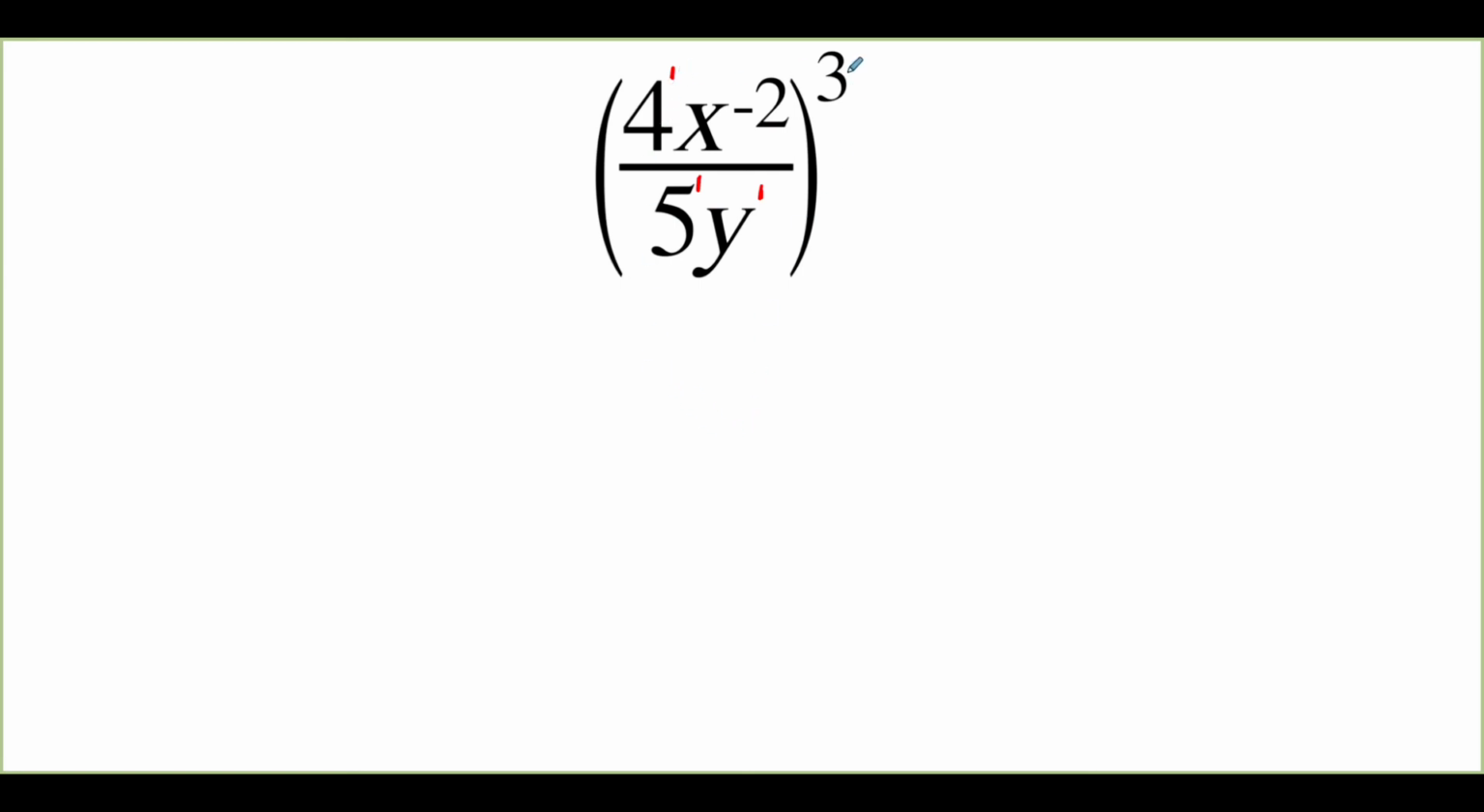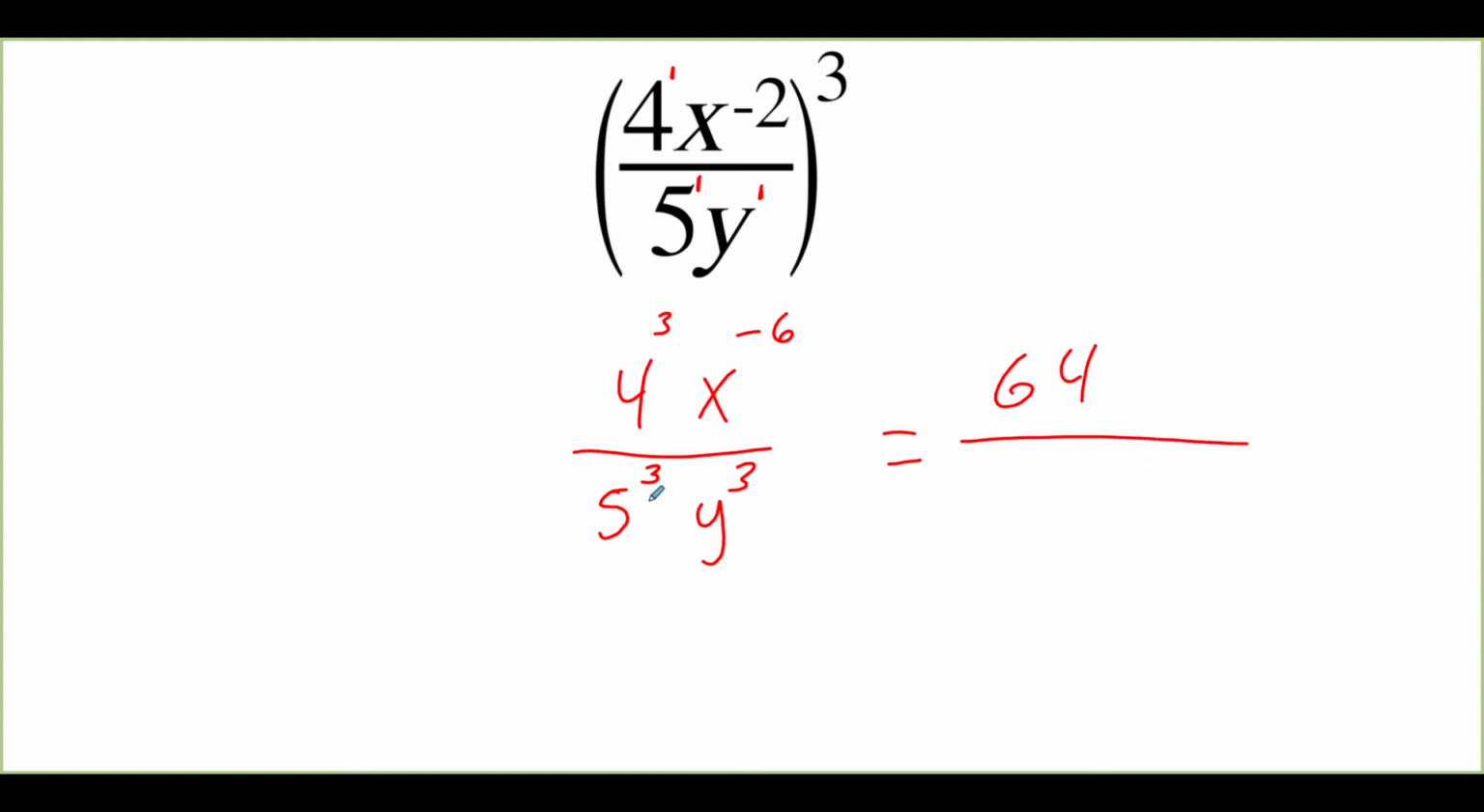So that 4 with the first power on it, multiply that by the 3, and we get 4 to the 3rd power. X with that negative 2 power on it, multiply that by the 3, we get x to the negative 6th. On bottom, 5 to the 1st power, multiply that 1 by the 3, and we get 5 to the 3rd power. And y to the 1st power, multiply that by the 3, and we get y to the 3rd power. Now, there's a couple of things that I notice in here. I notice that we have these numbers with the exponents on them, so I would consider evaluating those. 4 cubed is 64, and on bottom, 5 cubed is 125.